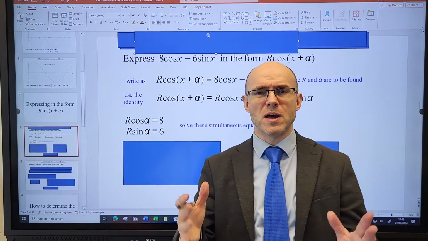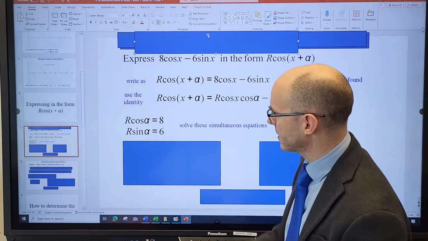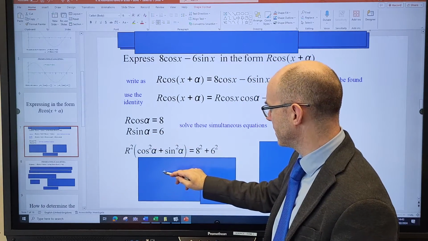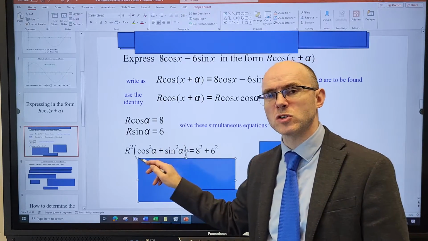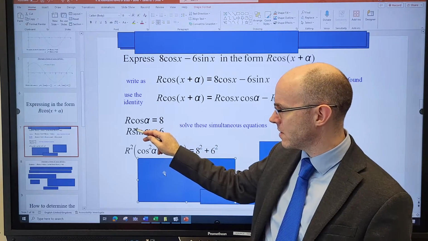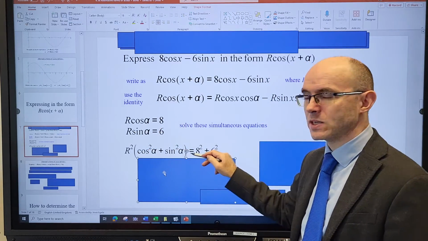At first glance, they might look hard, but they're really, really easy. You can just use Pythagoras' theorem to solve the first one, and the reason is because of the identity cos squared alpha plus sine squared alpha is 1. So if you square that and square that, add them together, you get 8 squared plus 6 squared.